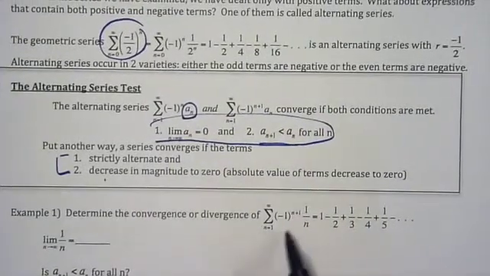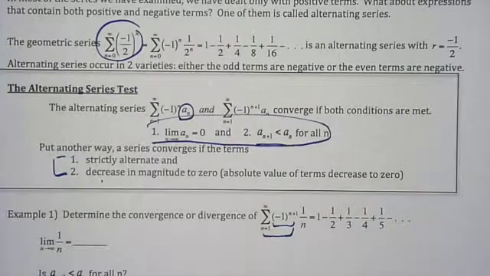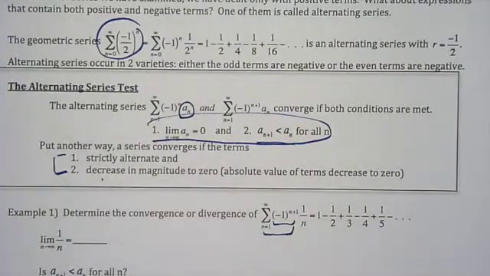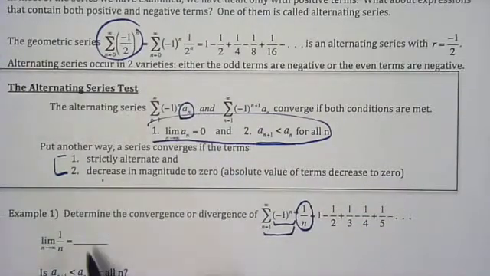So this is an alternating series, and this is what gives it away. You can have -1 to the n, you can have -1 to the n plus 1, you could have -1 to the n minus 1. That's going to make your signs alternate. This is not a geometric series, so we have to use our alternating series test. So first, check: is the limit of the general term, so look at the general term without the -1, does it go to 0? Yes, this limit is 0. 1 over infinity is 0.